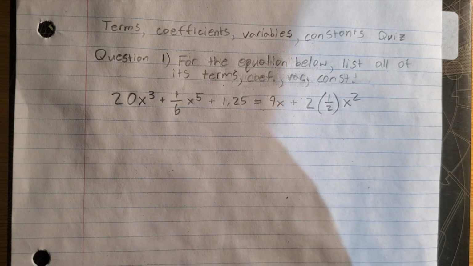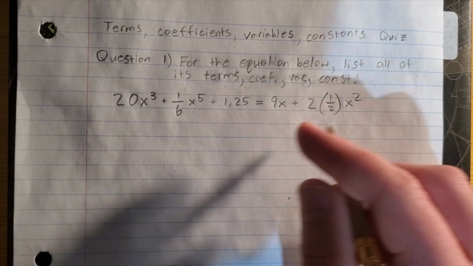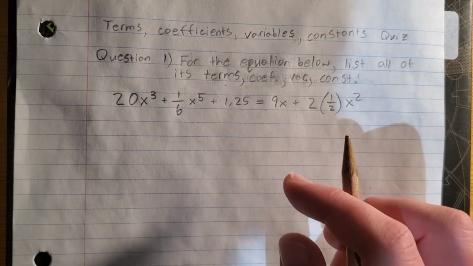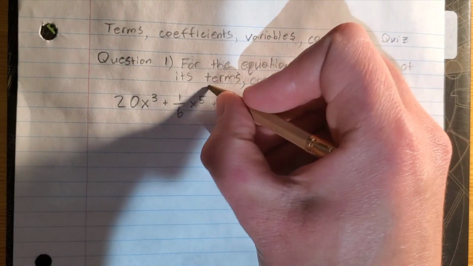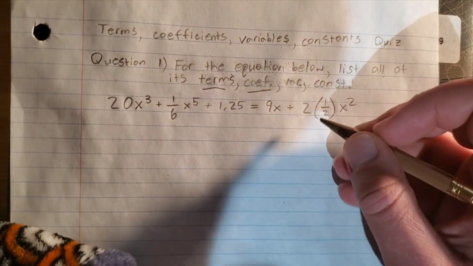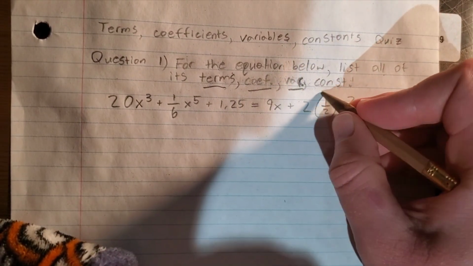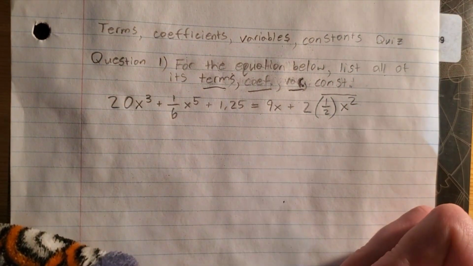by step, okay? So our first question is, for the equation below, this is the equation right here, list all of its terms, coefficients, that's just shorthand for coefficients, didn't want to write it out, variables, again shorthand, and then constants right here.